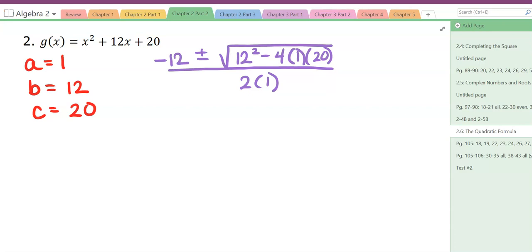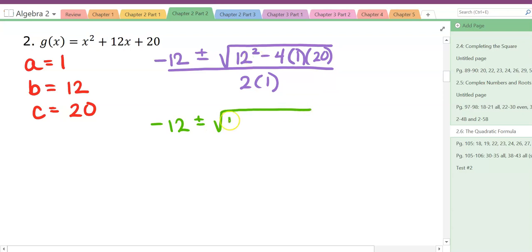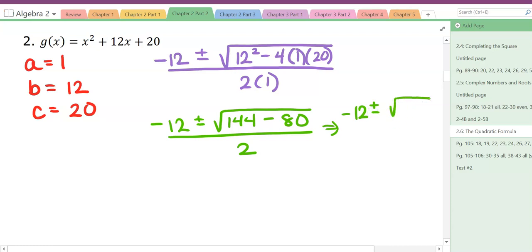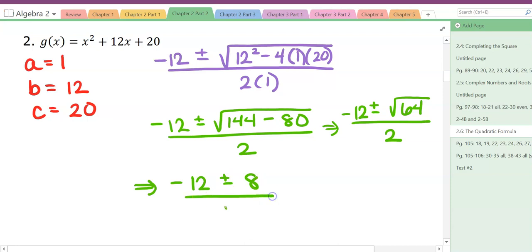So let's simplify a little bit here. We've got negative 12 plus or minus. 12 squared is 144. And then if I do 4 times 1 times 20, that's 80. So I have 144 minus 80 all over 2. So underneath the square root, if I take 144 and I subtract 80, I'm left with 64. Still all over a 2. Now what's the square root of 64? 8. So I have negative 12 plus or minus 8 all over 2.